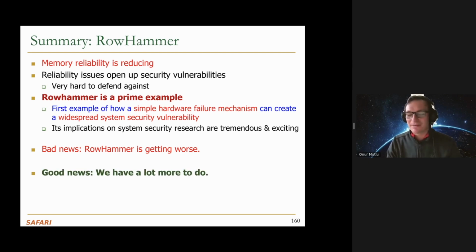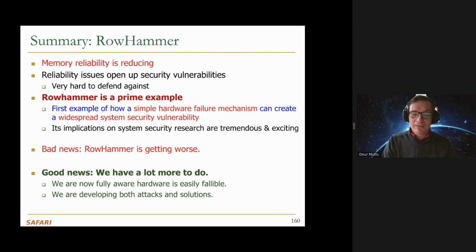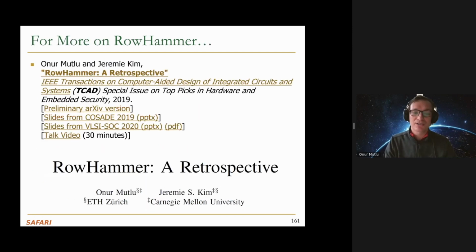Clearly, I presented a lot of evidence to you. The good news is we have a lot more to do, and I believe we know what to do and how to do it in a better way, except we don't know exactly how to do it. We're now fully aware hardware is easily fallible. We're developing both attacks and solutions, both bit flips and otherwise. And hopefully, we're developing more principled models, methodologies, and solutions to fix the problem. This is where I'll conclude.